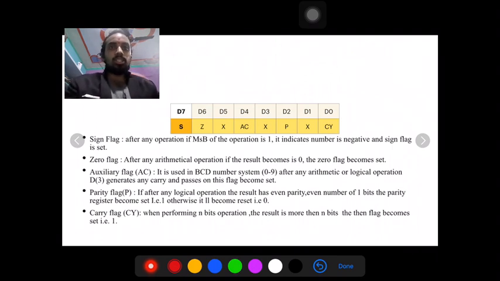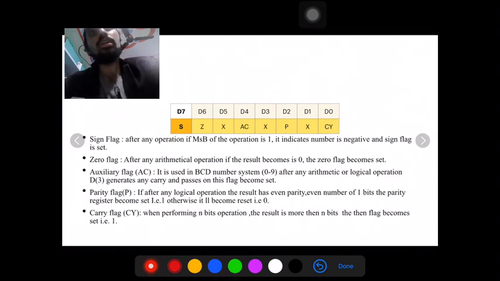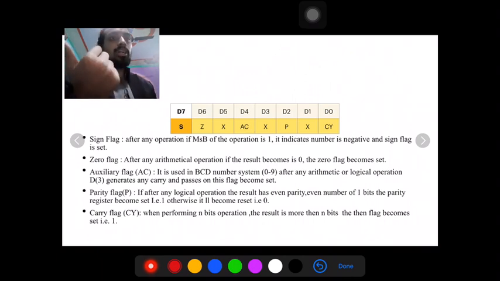Next is your zero flag. After any arithmetic operation, if the result is 0, then the zero flag is set. So if I store 10 in A and I subtract A from it, that means A minus A is basically 0. So that is your zero flag. Your MSB here is the most significant bit.